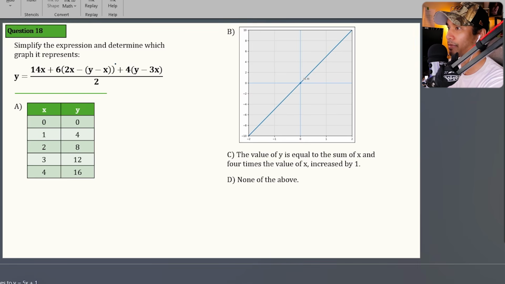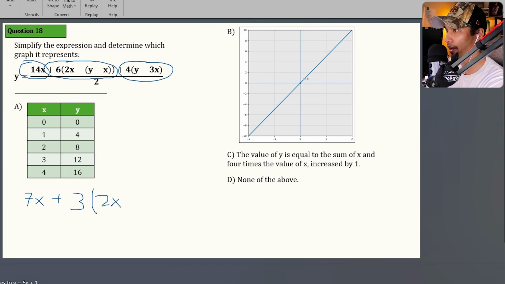So we're just going to do algebra, okay? We have to do some algebra first. And let's see if I could just get rid of this 2 in the denominator, because this is its own term. This whole thing is its own term, and this is its own term. So we can, okay? We could get 7x plus 3 times (2x minus y) minus x plus 2y minus 3x. And then we start simplifying.